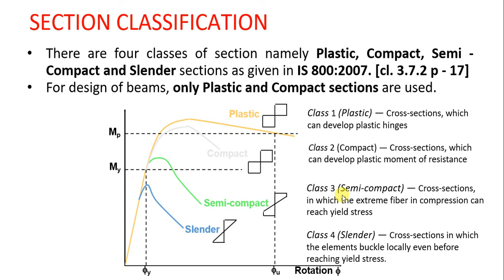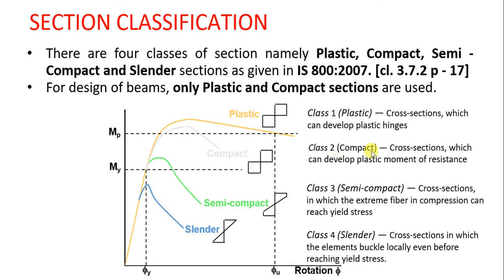So move on to class 3, semi-compact. In this type of cross sections, the extreme fiber in compression can reach yield stress. So if I am using a section which falls under this category, it will reach yield stress. That means it is having slightly more load carrying capacity when compared to slender sections.